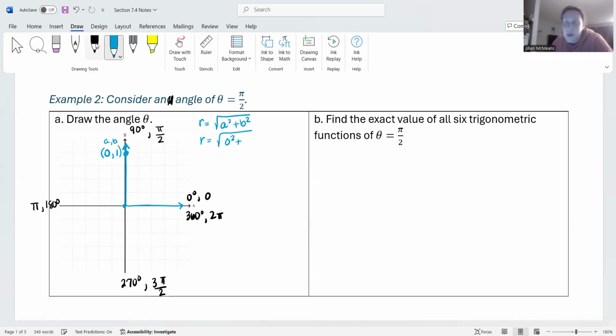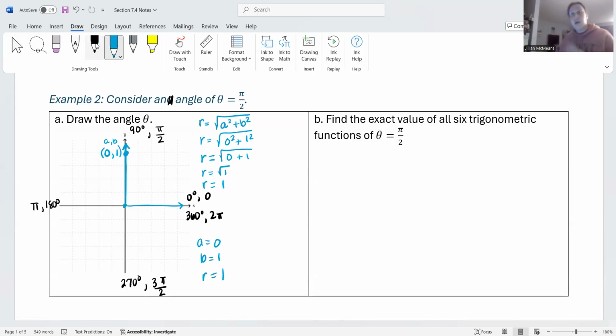We know that B is 1, so that's 1 squared. So R is equal to 0 squared plus 1 squared, which is just 0 plus 1. So R is equal to the square root of 1, which tells me finally R is just 1. Okay, so we know that A is 0, B is 1, and R is also 1.